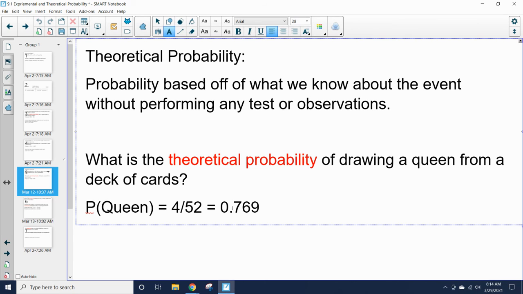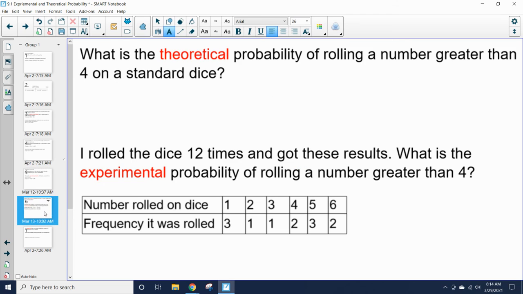Sorry, I missed a 0 in there. I was like, that's a little high of a chance. There we go. That's a little bit lower. So 0.077 is our decimal for getting a queen. So that's our theoretical probability. Once again, we didn't draw a bunch of queens from a deck of cards to test this. We just did it based off of our knowledge of a deck of cards.